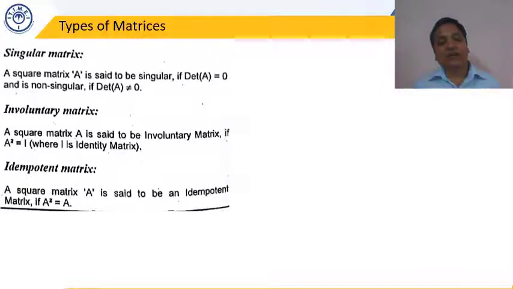Then idempotent matrix, a square matrix, again a condition for square matrix, is said to be an idempotent matrix if when multiplied by A it gives A back. A square is equal to A. These are small definitions. Many times they ask in questions. So singular matrix, determinant of A is 0, non-singular, determinant not equal to 0. Involutory matrix, A square is equal to I. A multiplied by A gives the identity matrix. Idempotent matrix, A square gives A back. In all three cases, the basic condition is that they have to be a square matrix. For sure, square matrix. Moving further.